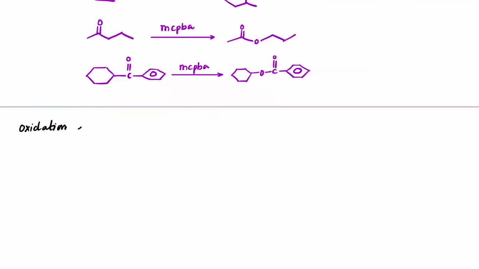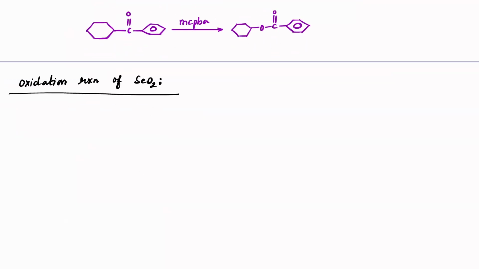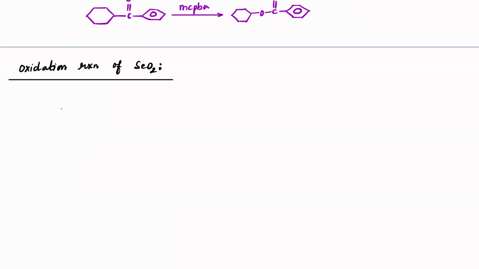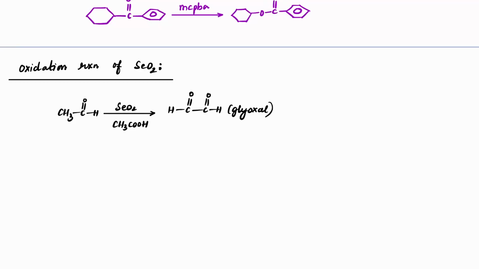Okay, and the last oxidation reaction, everybody, is the oxidation reaction of SeO2, selenium dioxide. What does it do? If you take any aldehyde or a ketone and you treat this with selenium dioxide in mildly acidic conditions, you will get the alpha position oxidized like this. So what we get is glyoxal.